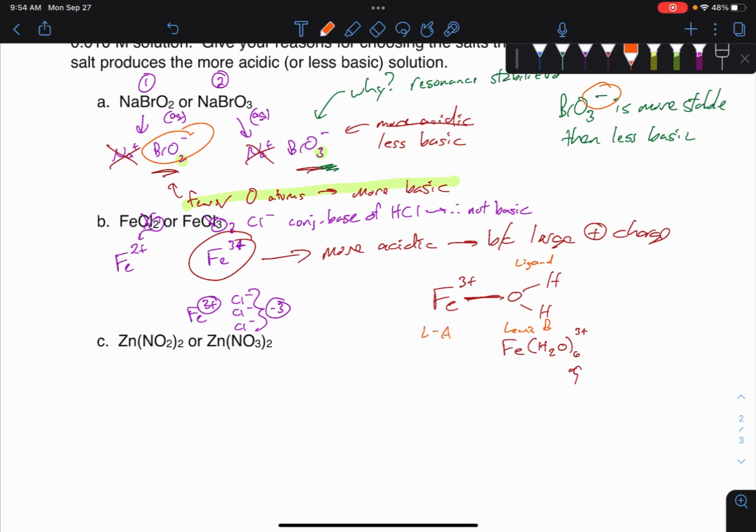And since this has a greater positive charge, it actually pulls in electron density to a greater extent into its core, if you will. And what happens is it weakens this bond, and so that proton is more likely to be kicked off. And if that proton is more likely to kick off, that's why we see that this one is more acidic. Again, both are acidic, it's just that the higher the charge, the greater the hydrolysis reaction, therefore the more acidic that is going to be.